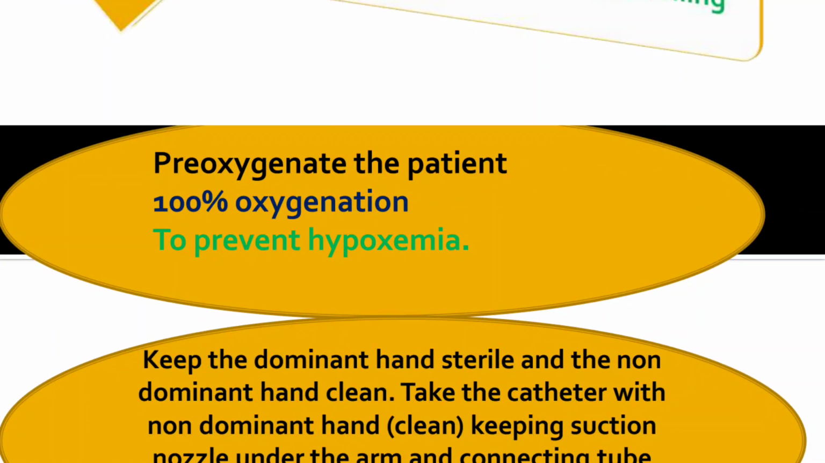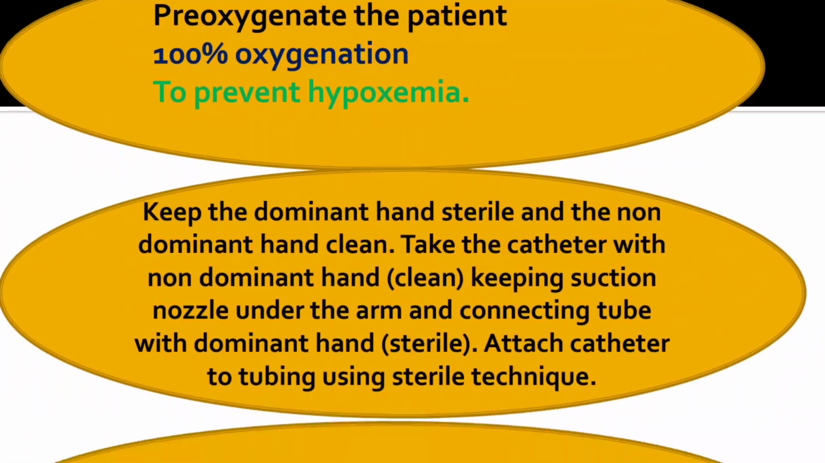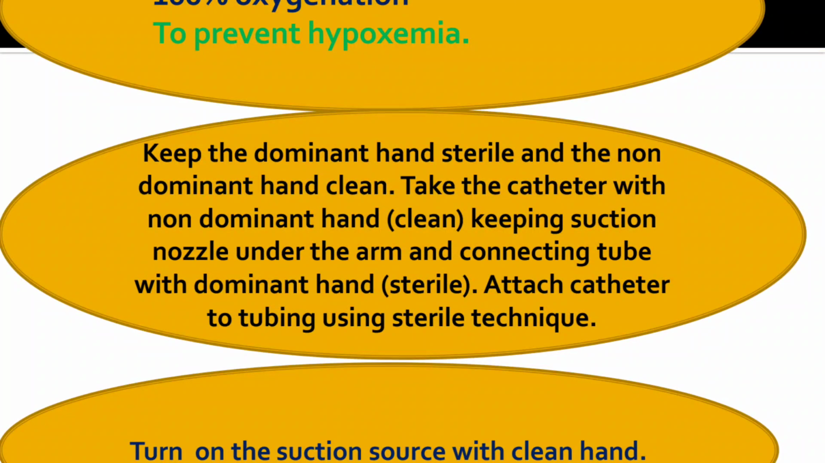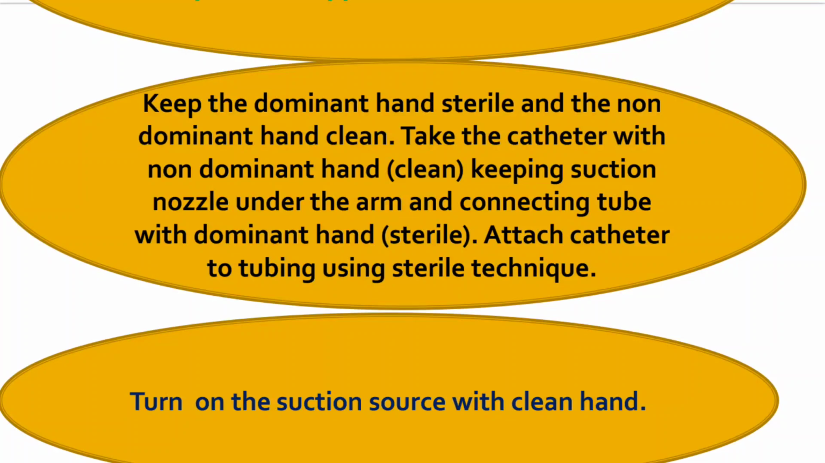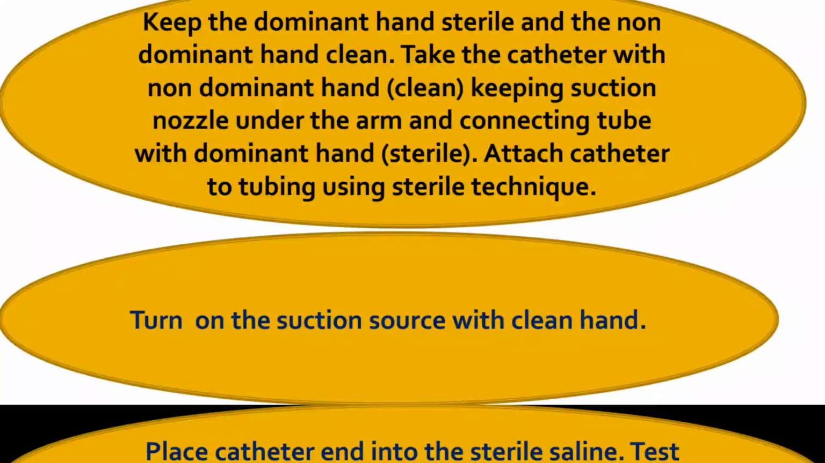Pre-oxygenate the patient with 100% oxygen to prevent hypoxemia. Keep the dominant hand sterile and the non-dominant hand clean. Take the catheter with the non-dominant clean hand, keeping the suction nozzle under the arm, and connect the tubing with the dominant sterile hand. Attach the catheter to the tubing using sterile technique.